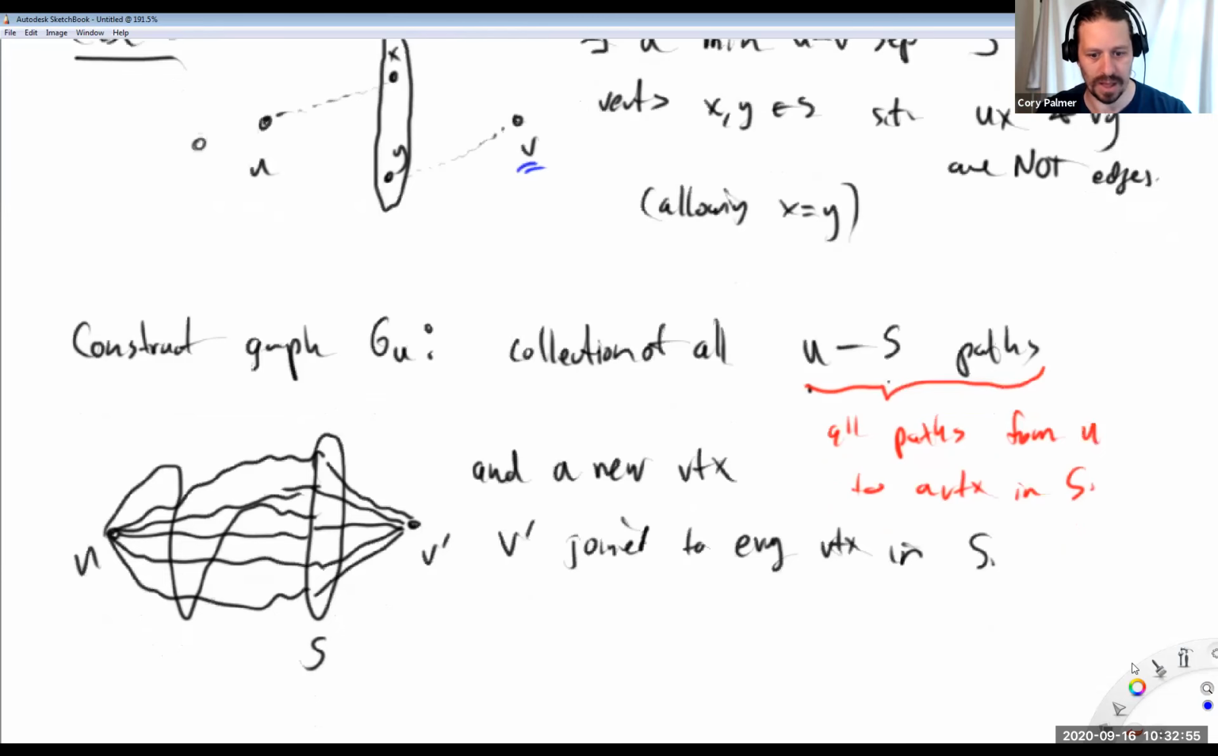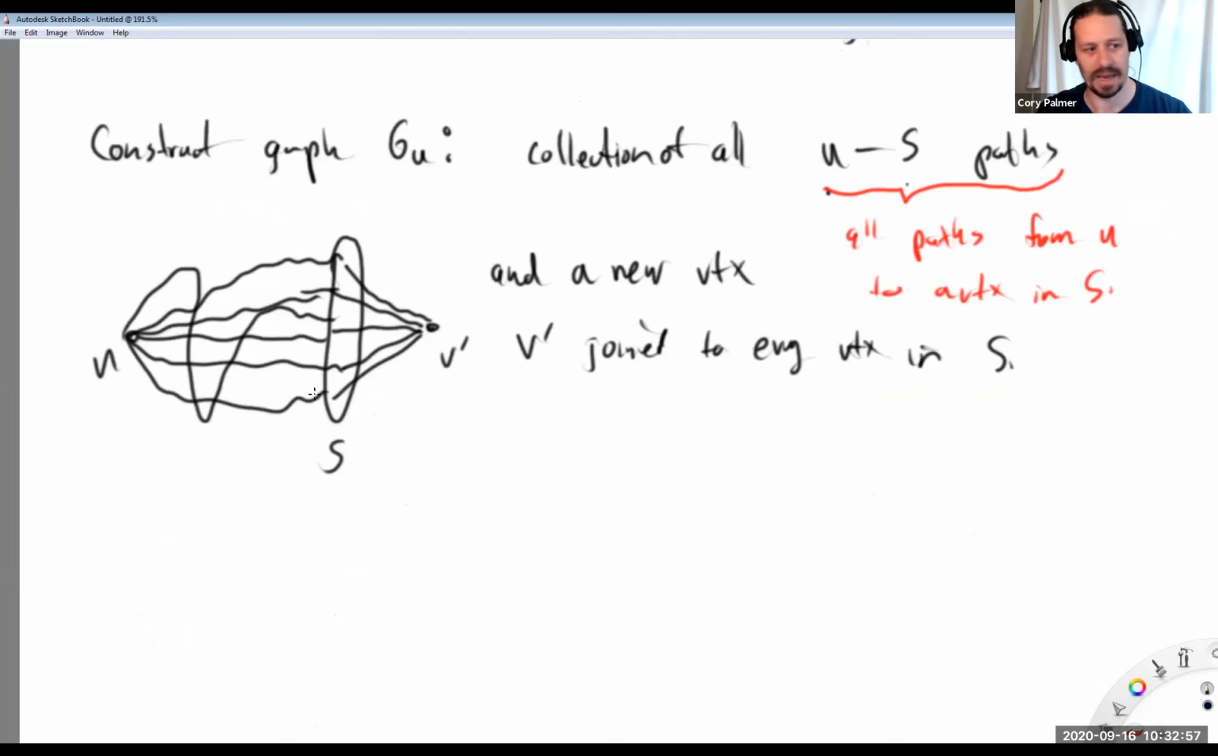But I want to apply induction to this thing here somehow. And at the moment, it doesn't seem like it has fewer edges, right? In fact, if anything, it seems like maybe it has more edges, right? And we need to, so, okay, yeah. So why does GU have fewer edges?